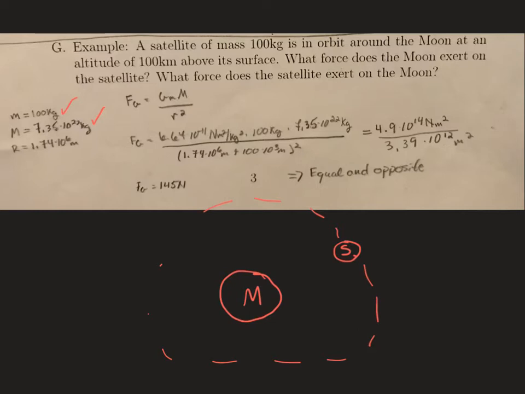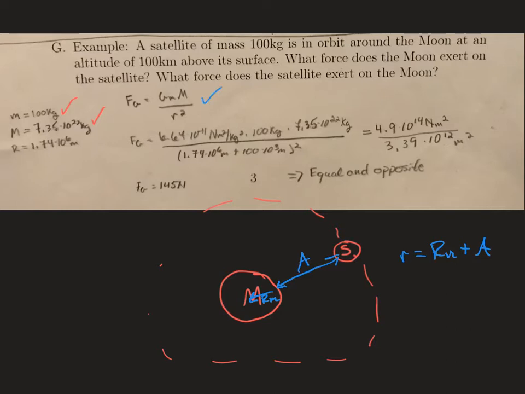Now in the problem we're given the altitude, and remember altitude is the distance from the object to the surface of the planet. So this would be the 100 kilometers provided in the problem. So you also have to look up then the radius of the moon, because r is going to be the radius of the moon plus the altitude.